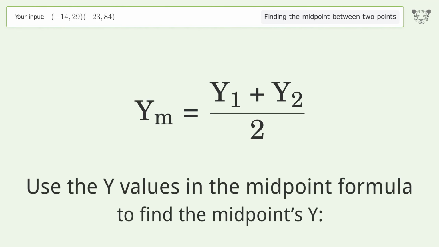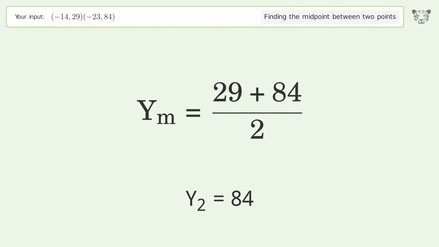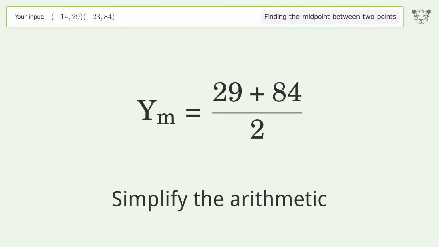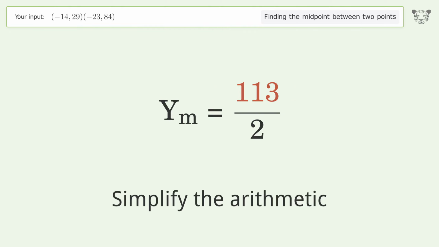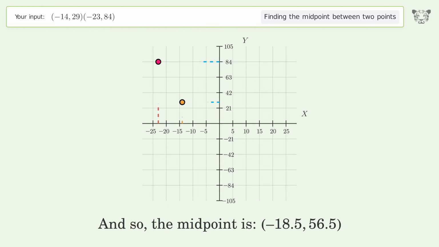Use the y values in the midpoint formula to find the midpoint's y. y1 equals 29. y2 equals 84. Simplify the arithmetic. And so, the midpoint is negative 18.5, 56.5.